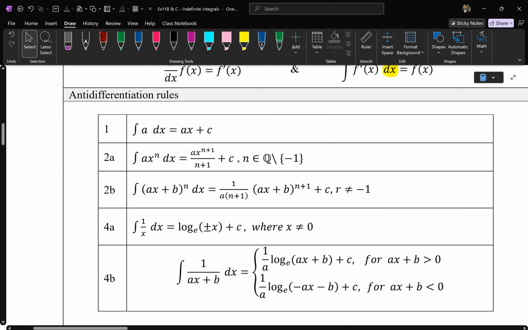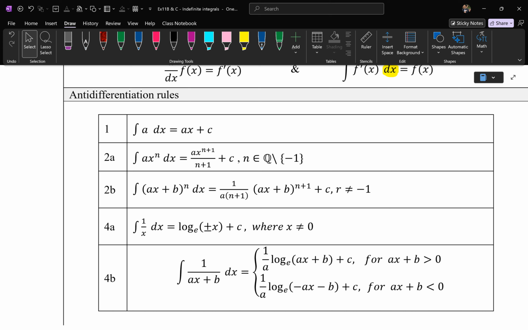Here are some of your rules. Now, some of these rules you would have seen from last year, and you might have remembered. If you don't, these are worthwhile to refer to. Usually it's already in your formula sheet at the end of year. Essentially, they are just the reverses of your derivative rules. So, for example, this one is the reverse of the power rule.